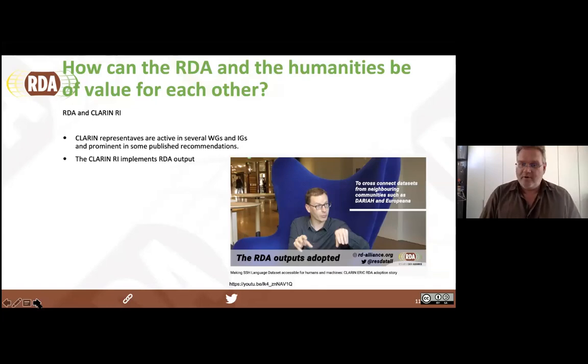So, 2 examples. RDA is less involved yet. Clarin heavily involved. But for instance, in RDA, there is now also a working group on research data management, and I take notice of that and try to participate in this working group and bring the RDA work under the attention of the members of this working group. So the situation is improving at the moment.